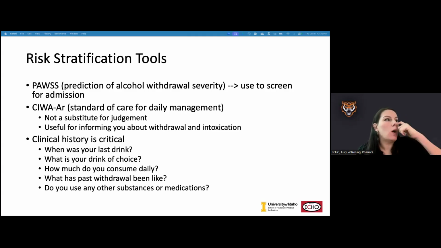Okay. And then what has your past withdrawal been like? Have you ever had DTs? Have you ever had a seizure? And then do you use any other substances or medications, right? There's a host of other things that we would want to know, but these are some of the most critical questions to be asking when we're doing alcohol detox.